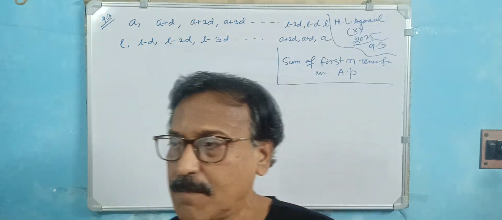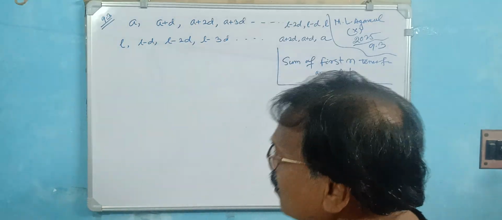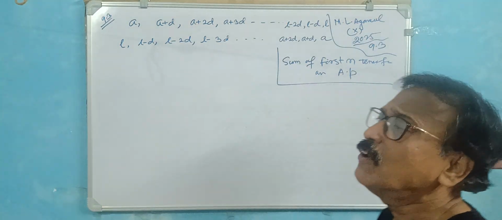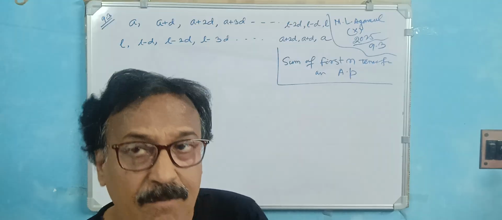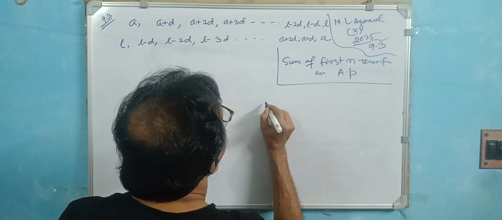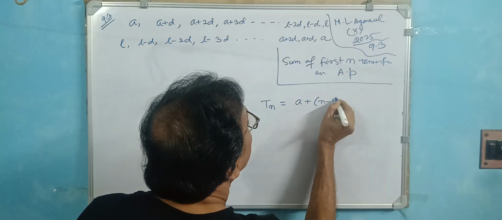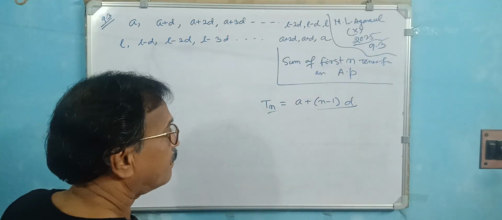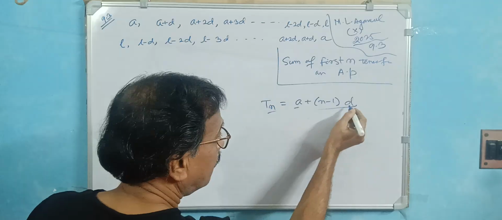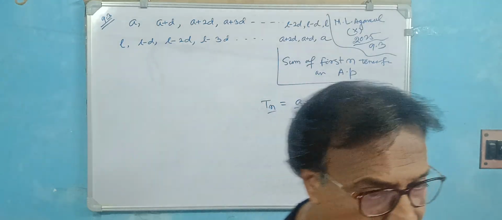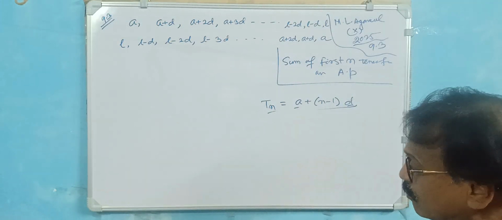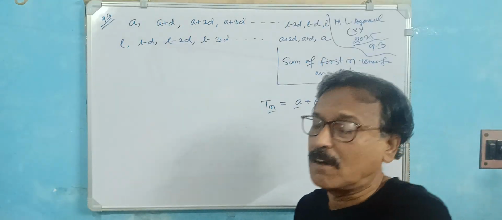We discussed the first term. What is the common difference? Find out the common difference. Find out the 25th term. Find out the 10th term. You know the formula: Tn is equal to a plus n minus 1 into d. This is the nth term, this is the first term, this is the common difference. In this way we calculate the value of a particular term.